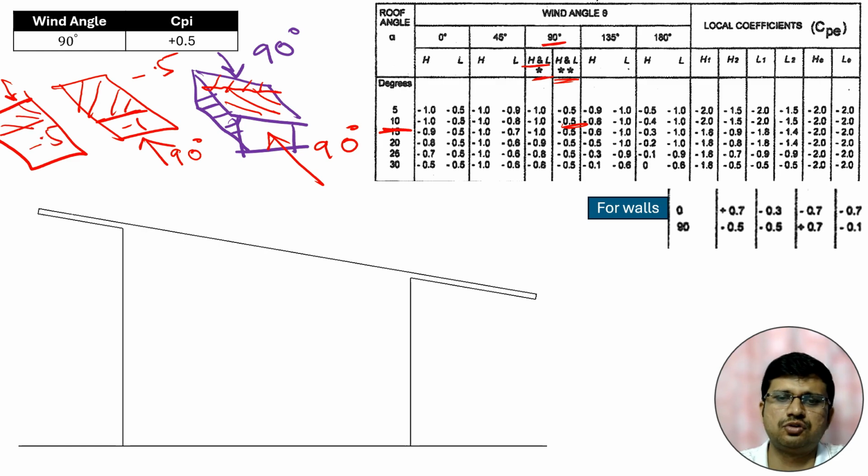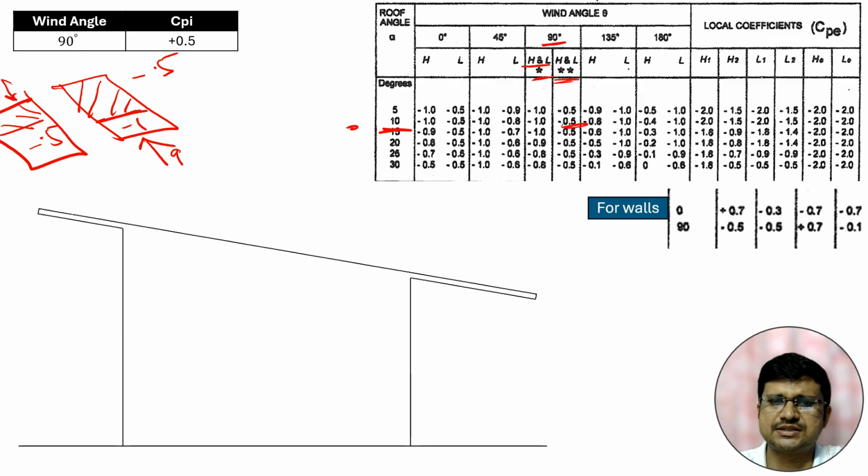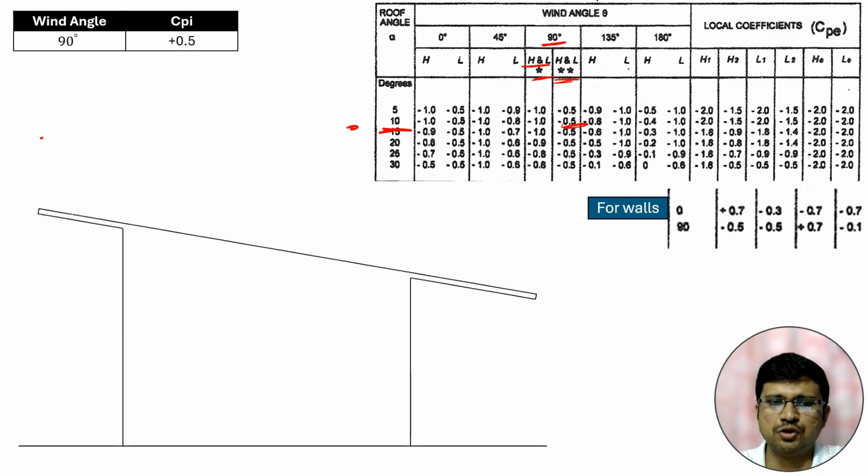So we do not know which one is 90 degree. For design purposes, it is better if we consider the higher value. The higher value among these two is -1. So for both H and L, we will consider -1.